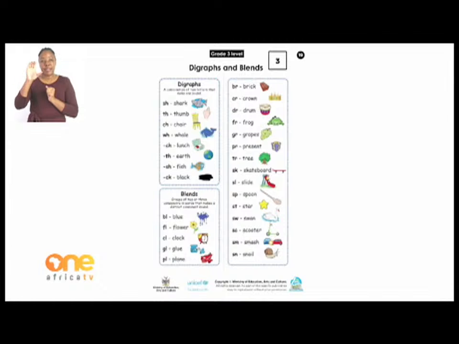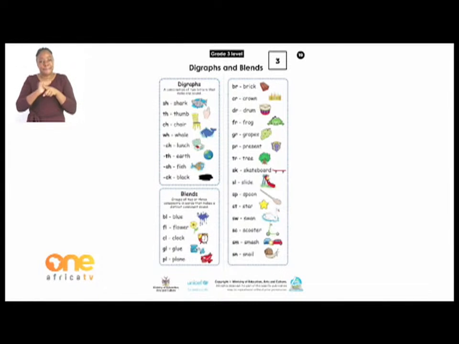Now I'm sure you noticed that there are some letters in words that were quiet, and that's because we don't say them. For example, in the word whale, we don't say whale-e because the E is quiet. And in the word thumb, we don't say thumb because the B is quiet.